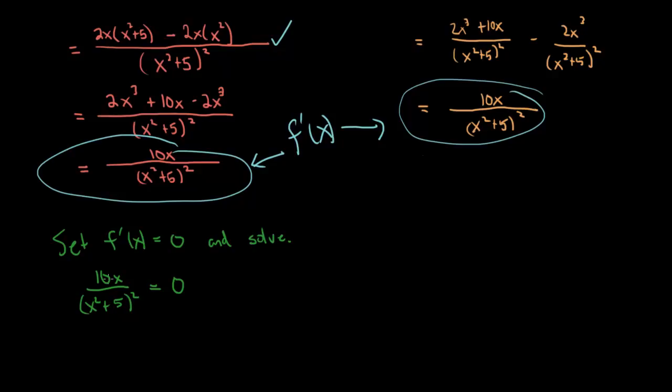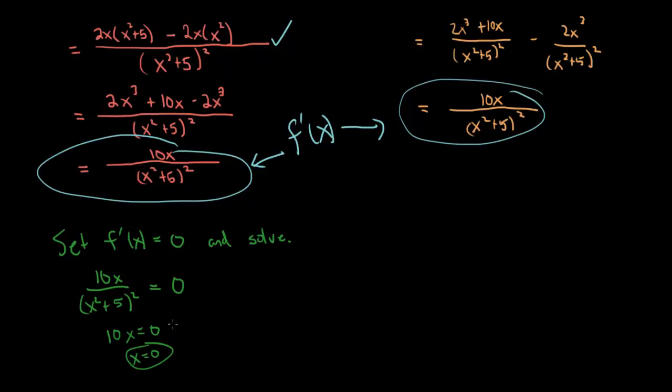So this left-hand side can only be 0 if the numerator is 0. So instead of solving this seemingly complicated equation, we can just say 10x equals 0. When is that true? Because this is the only way for that entire left-hand side to equal 0. Well, that's easy to solve. X equals 0. So x equals 0 is where there is a horizontal tangent line.